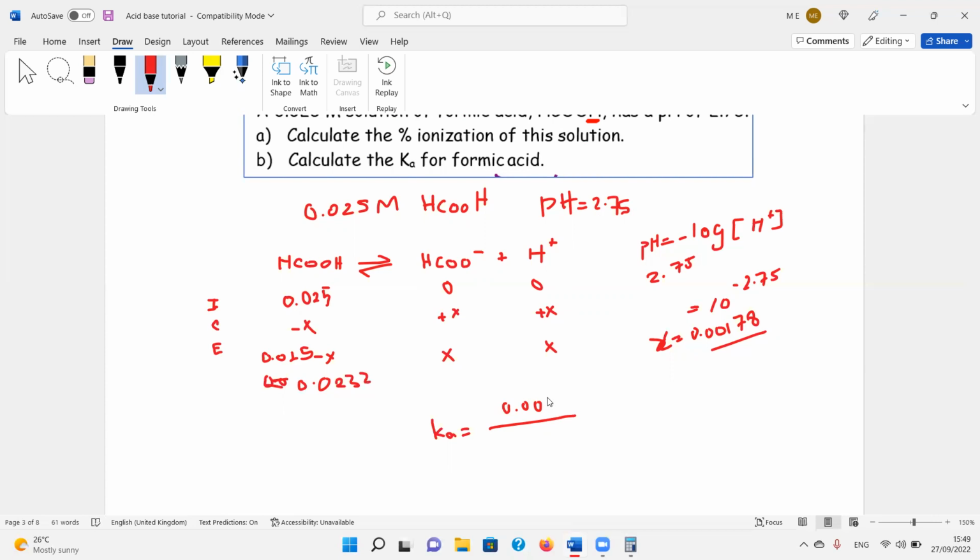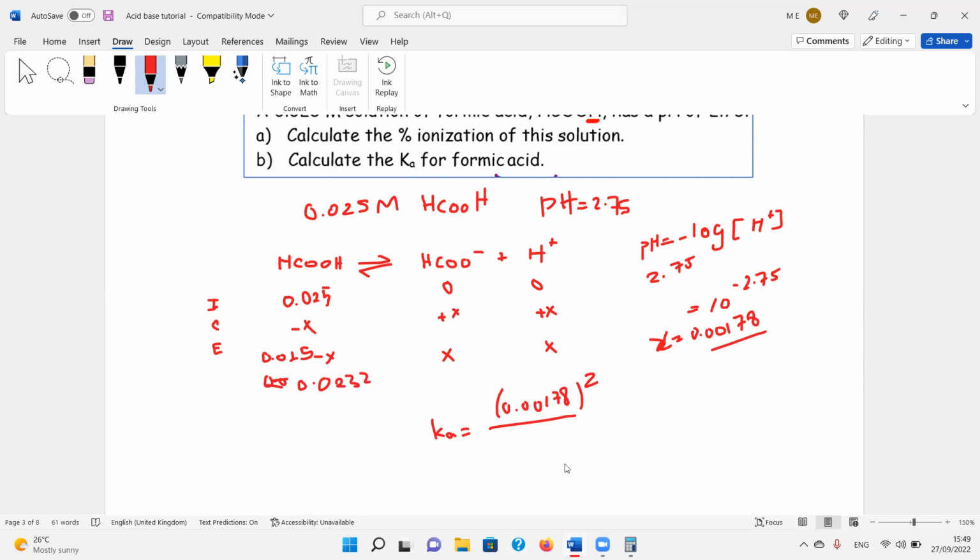So 11178 raised to the power 2. The reason is because you have X and X, both equal to this number.